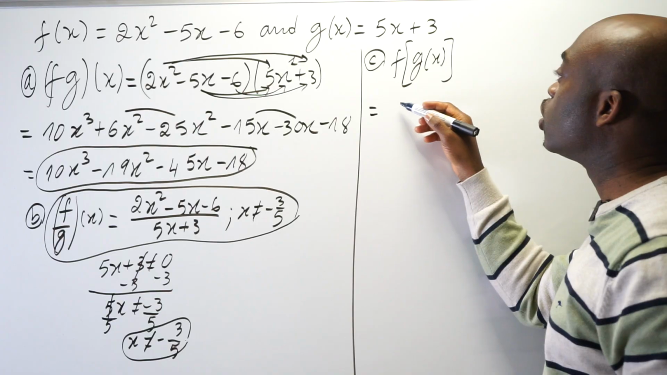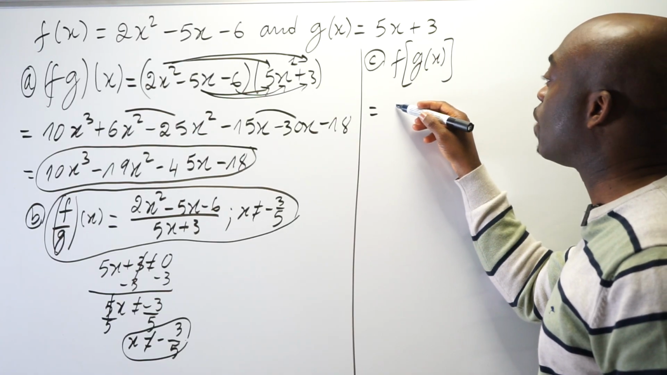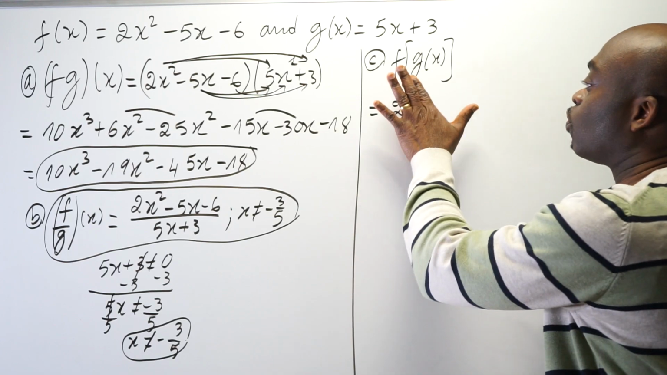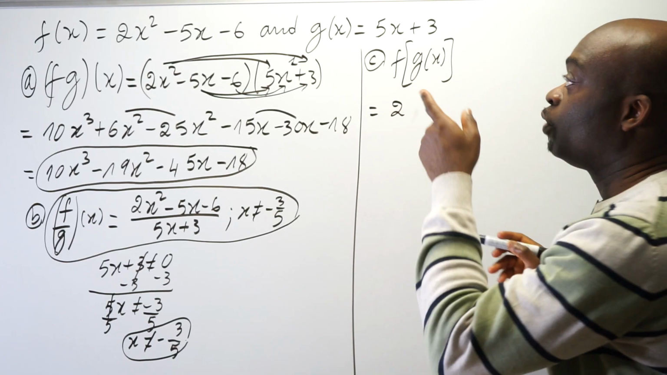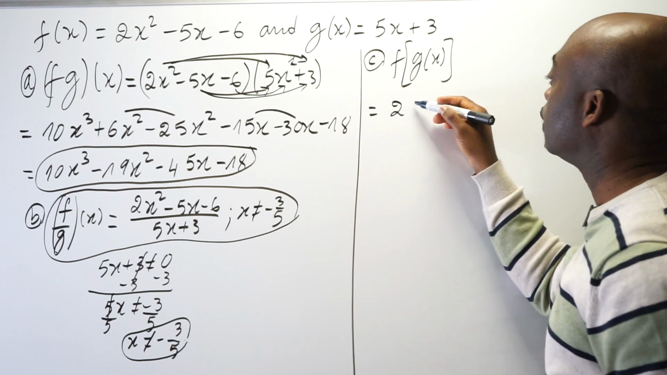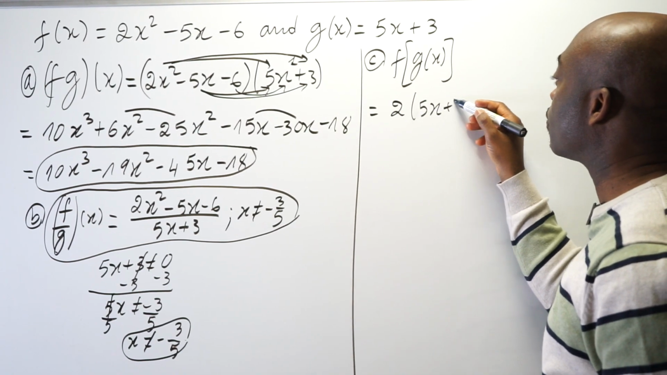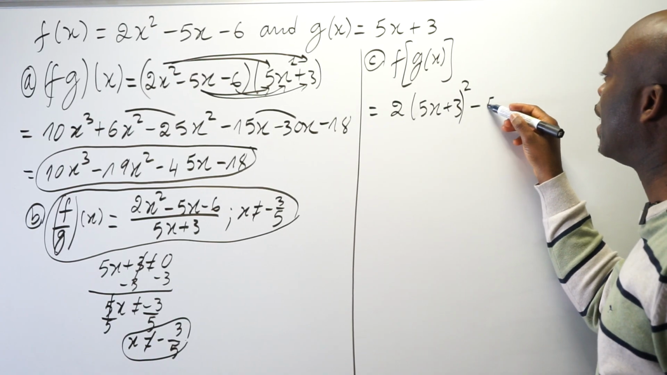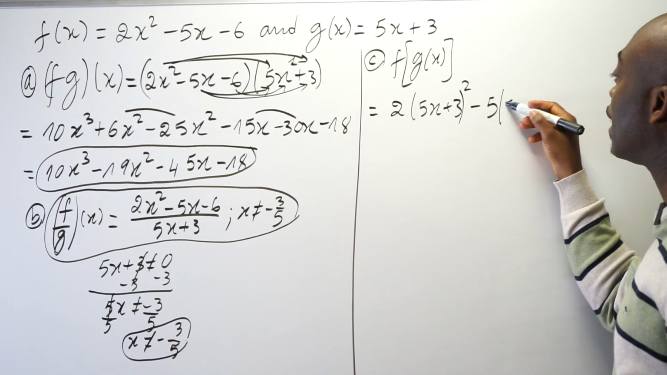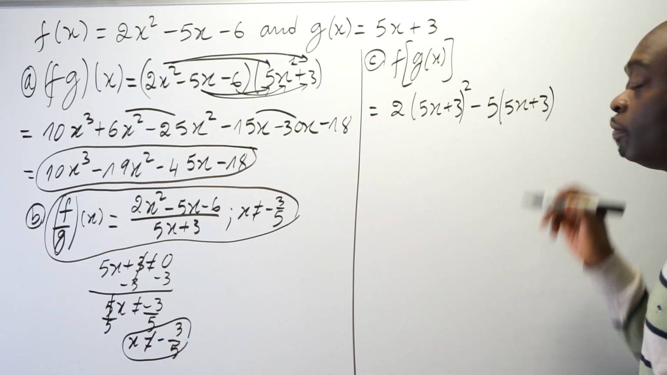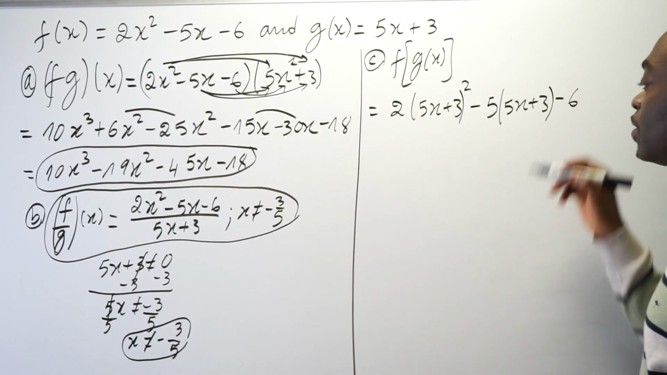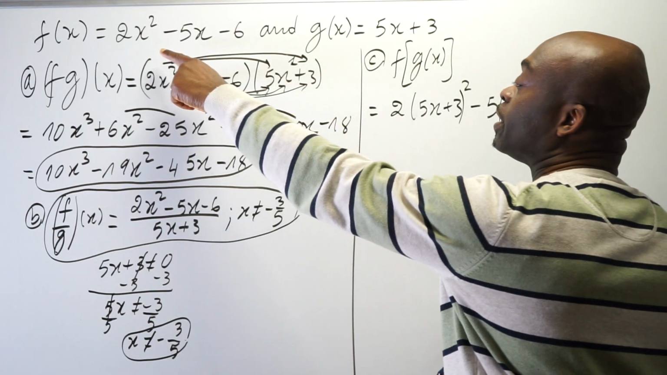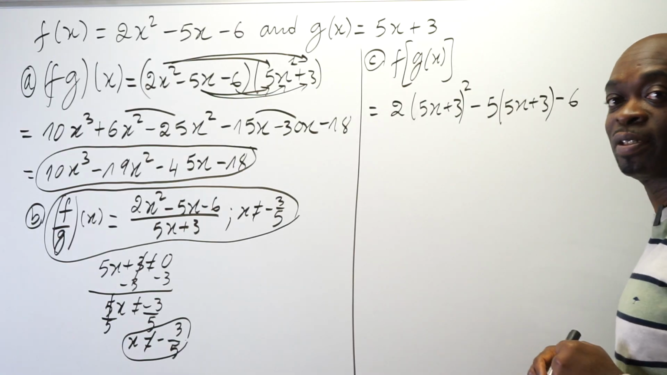Okay? So that means we have 2 instead of having 2x squared. So instead of having x, what do we have then? We have the g function there. So that'd be 5x plus 3, then to the second power, then minus 5. Instead of having x also, we're going to have 5x plus 3, then that is minus 6. So again, whenever you have x in the f function, g takes that space.